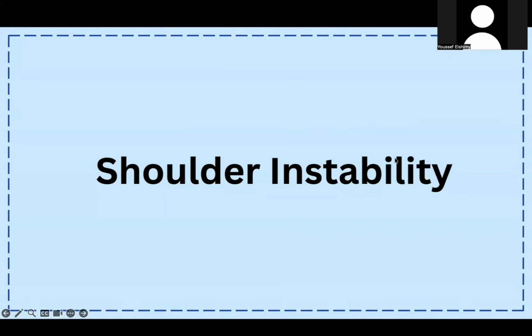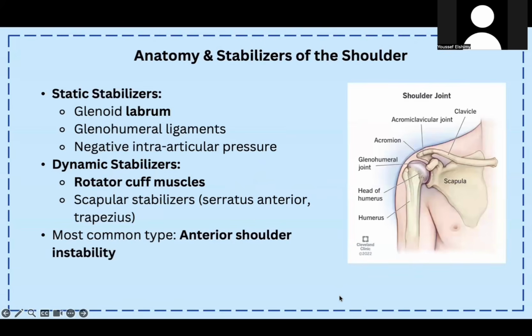Moving on to another entity, which is shoulder instability. The shoulder joint is the most mobile joint in the human body. And this mobility comes at the expense of stability, making the shoulder joint particularly prone to dislocation. Whenever you have more mobility, it is more prone to dislocation. Since the shoulder joint is the most mobile joint, it is actually the joint most prone to dislocation.